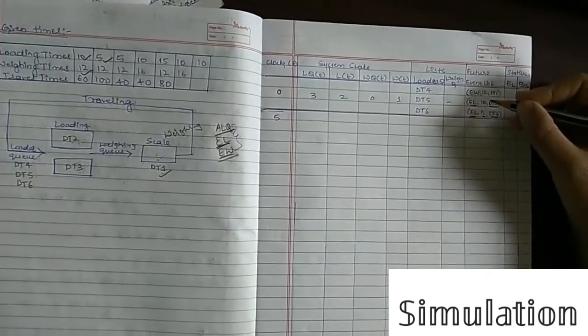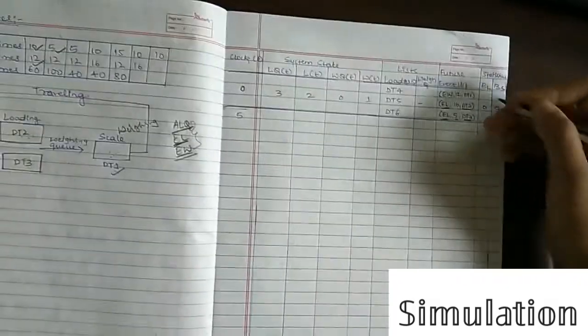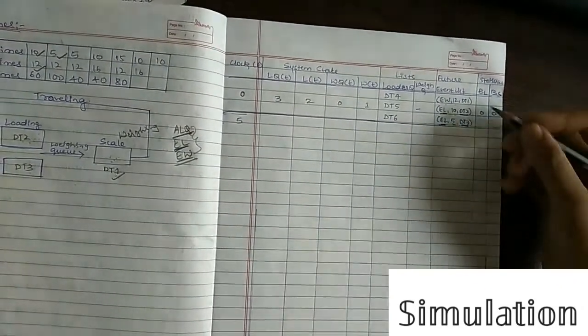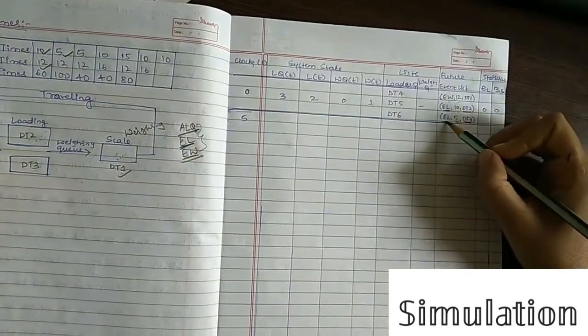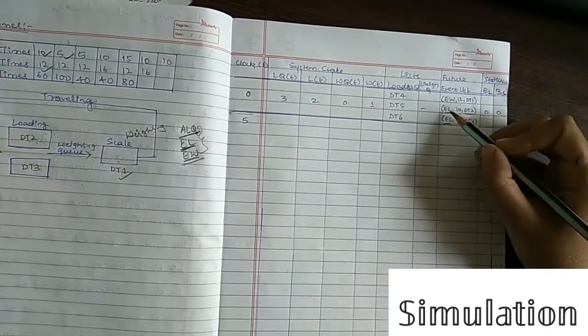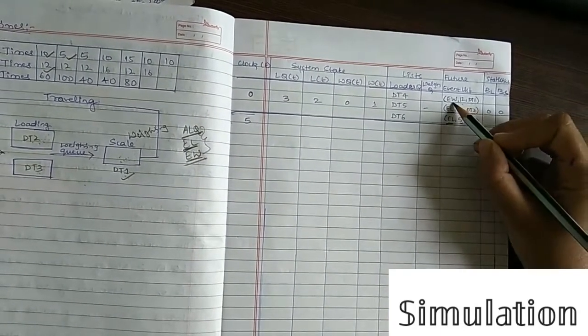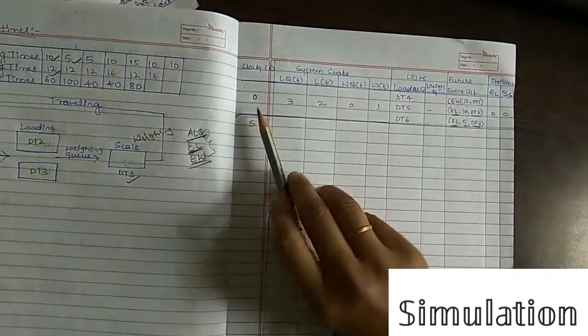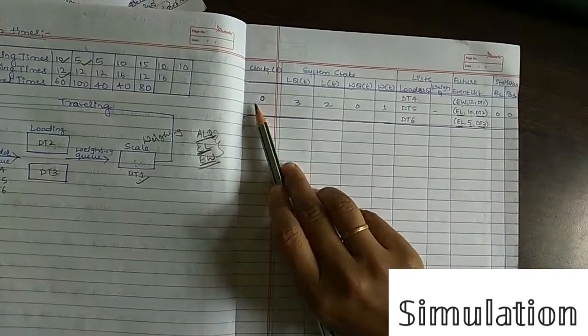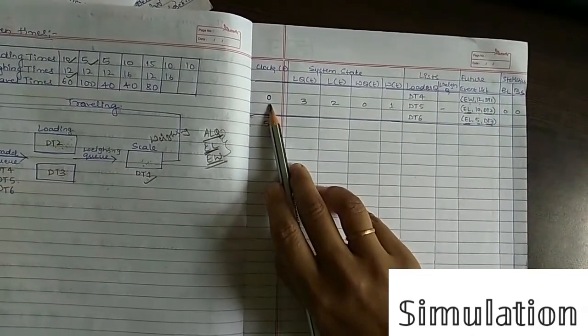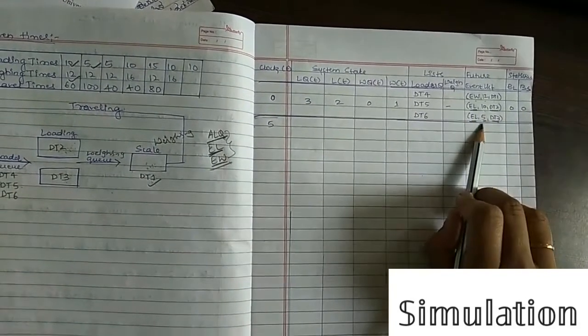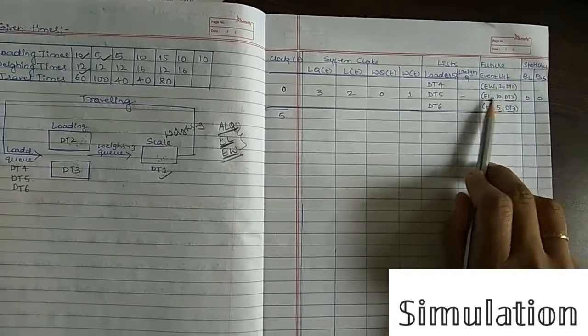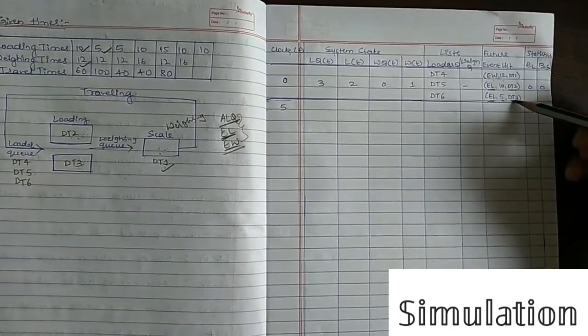The future event list will tell you which events are going to occur in the future. At time 5, end loading is happening. At time 10, end loading. At time 12, end weighing. Now the time on the clock is 0 initially. At time 5 this will happen, at time 10 this will happen, like that. This is the future event list.